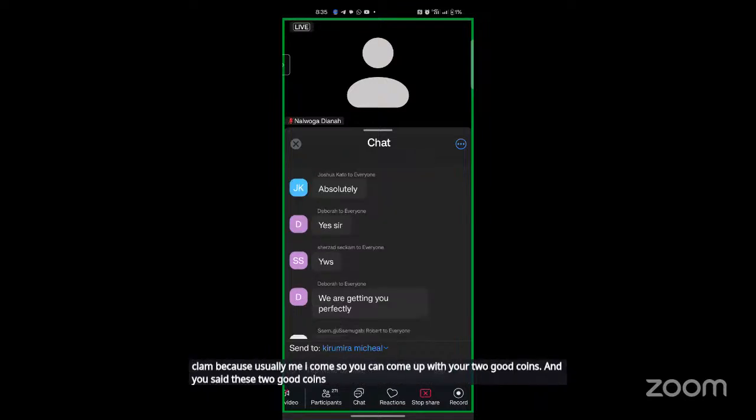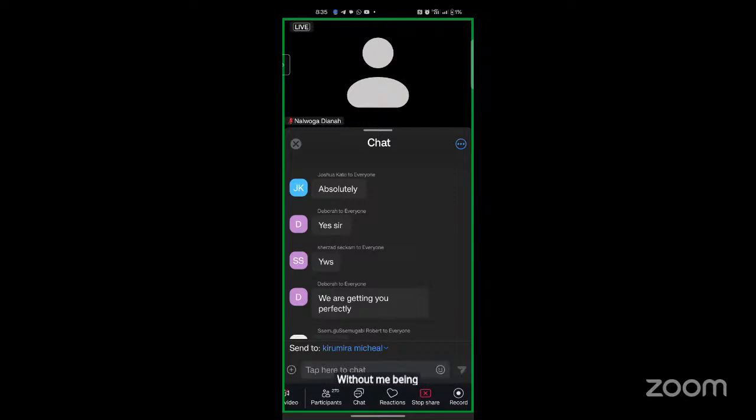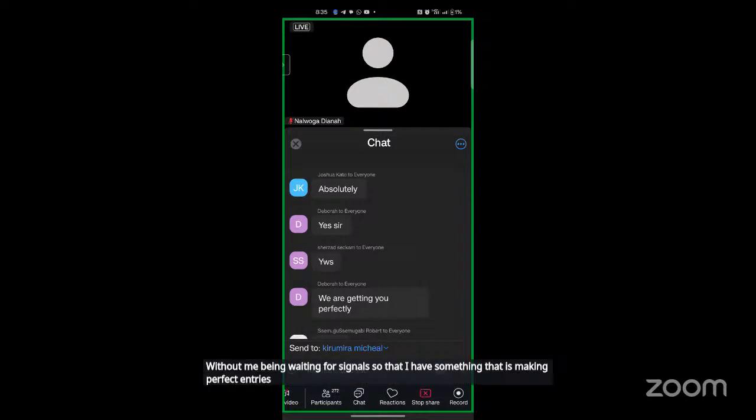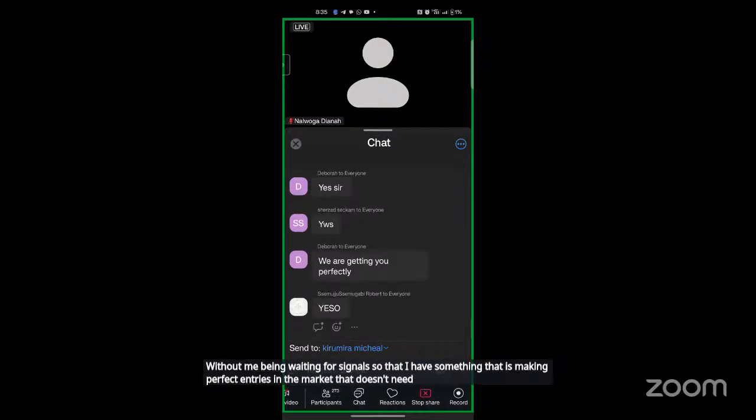You could come up with your 2 good coins, and you say these 2 good coins will always be in here. Whenever they provide a good entry, I can always let them get in and give me some money without me waiting for a signal, so that I have something that is making perfect entries in the market that doesn't need my presence. It's what I'm teaching.